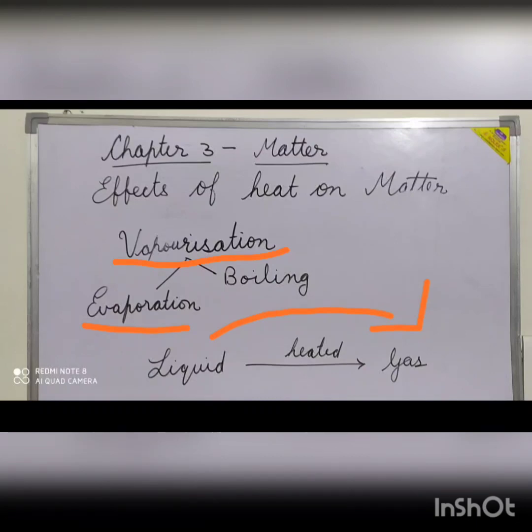Boiling. It is a process in which a liquid rapidly changes into its gaseous state at a constant temperature. The constant temperature at which the liquid boils is called the boiling point. The boiling point of alcohol is 78 degrees Celsius and pure water is 100 degrees Celsius. Boiling is not just a surface phenomenon, it takes place throughout the liquid.